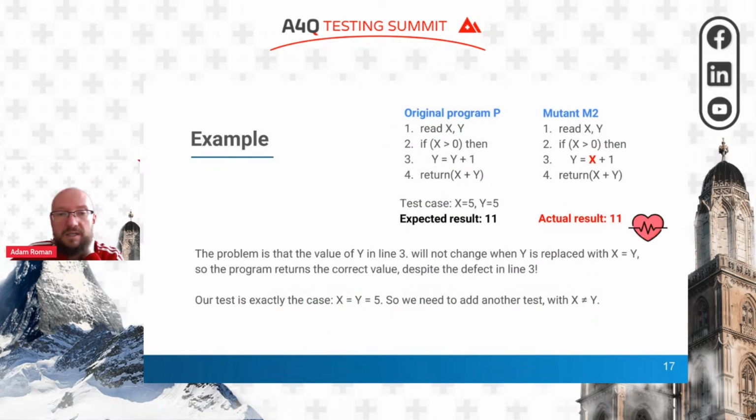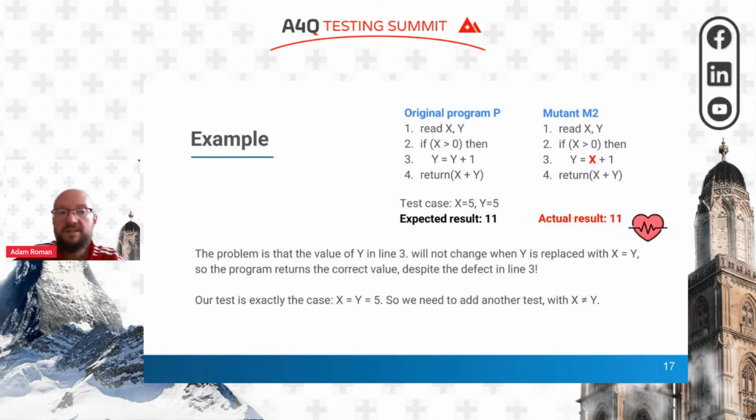Why is it so? The problem is that when we look at this code, we see that if we replace y with x in line 3, then if the value of x is equal to the value of y, the result will be the same, because it doesn't matter whether it's x or y. If x equals y, then the result will be exactly the same. So, analyzing this situation, we detected some weakness in our test suite.